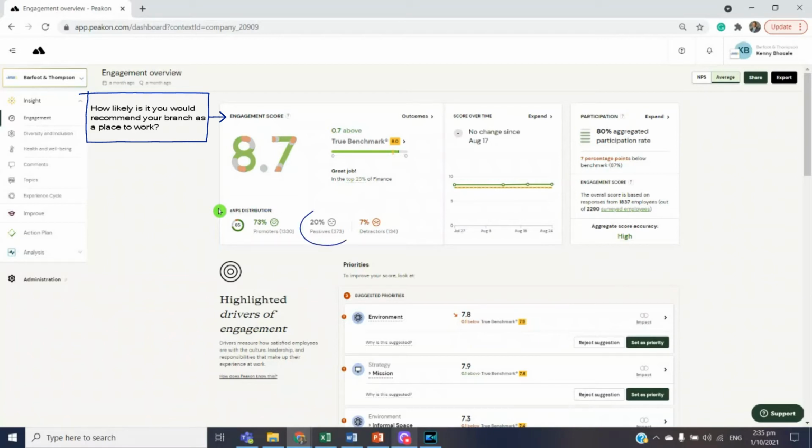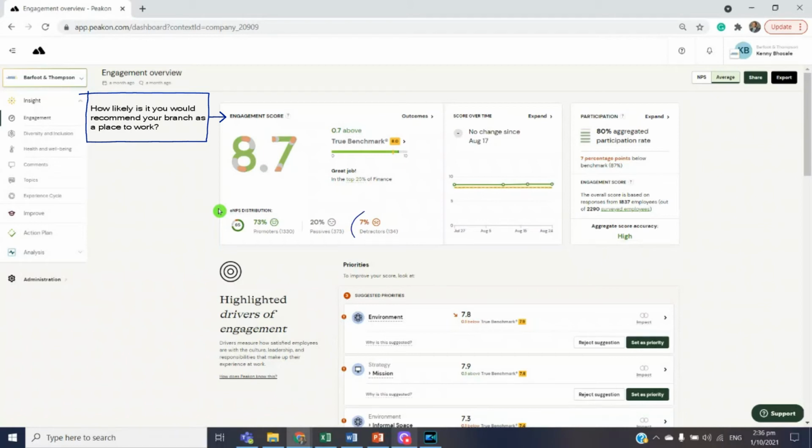The next category is passives. And these are the participants with an average score of a 7 or an 8. So they are not underperformers by any means, but they're just on the fence. They're not loyal, they're not disloyal, they're not engaged, not disengaged. With a bit of engagement, they could turn into promoters. Left unengaged, they could turn into detractors. But they're also likely to be the people that will take a better opportunity if it comes, whether that be with another branch, another competitor, or another industry.